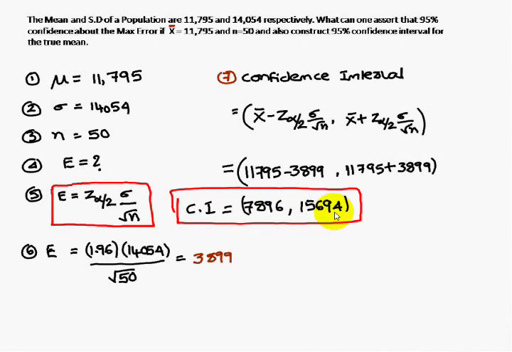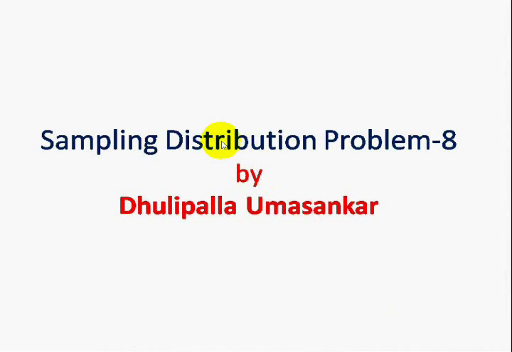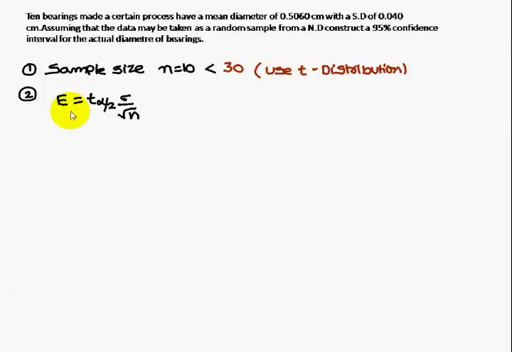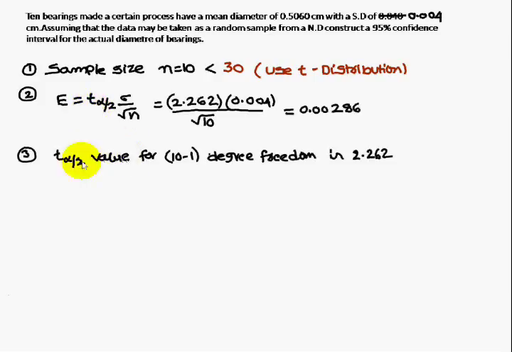15,694. Today we are going to discuss a sampling distribution problem. The problem he has given is 10 bearings. Here the sample size is 10, which you have to always remember. The sample size is 10, which is less than 30, so you always have to use the t distribution. So here E is equal to t alpha by 2 into sigma by root n. Therefore the t alpha by 2 value for 10 minus 1 degrees of freedom is 2.262.